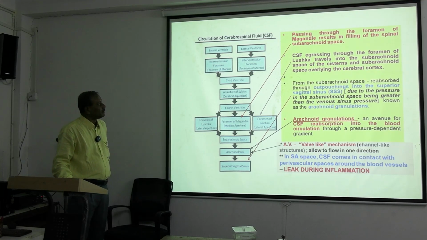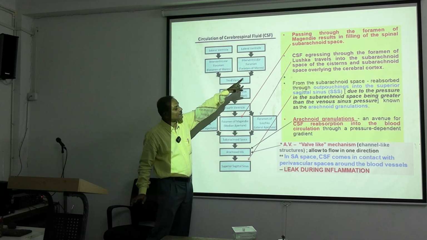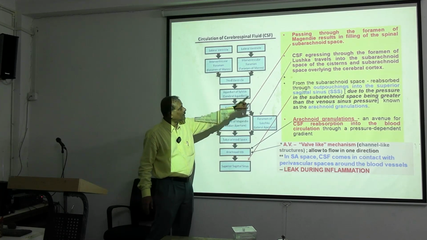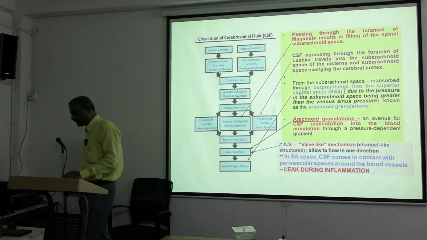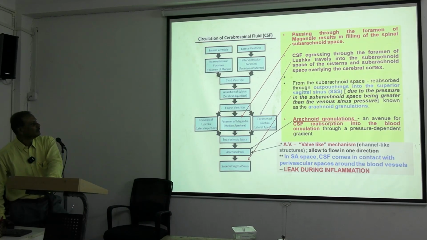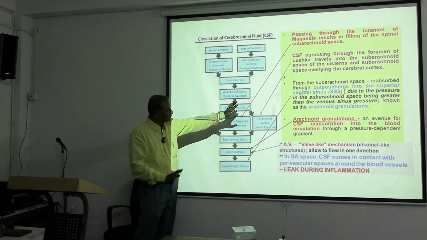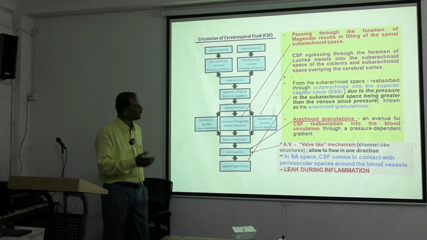Now, you look there at the front part: from the foramen of Magendie, passing through the foramen of Magendie, filling of the spinal subarachnoid space. From the Luschka, it travels into the subarachnoid space of the cisterns, ventricular system and the cerebral hemisphere, overlying the cerebral cortex. You write down, I will show it schematically and also through animation, the subarachnoid space, how it is reabsorbed.